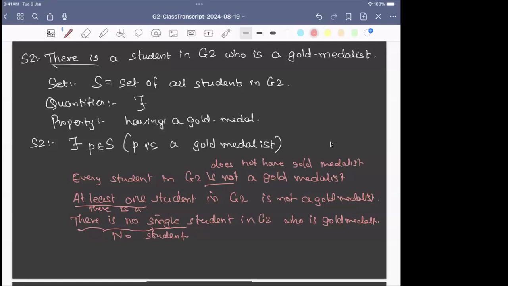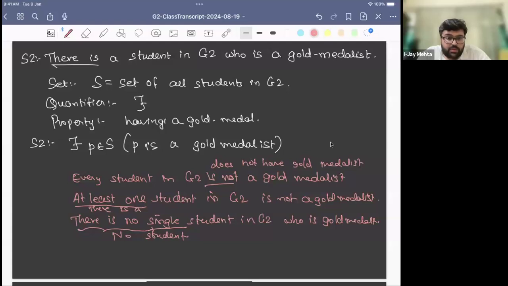So we can replace in the first sentence, "all students in G2 are not gold medalists." It is also there, right? Here, instead of "every student," you can say "all students." Each and every student, they are just English words only. Pritika.